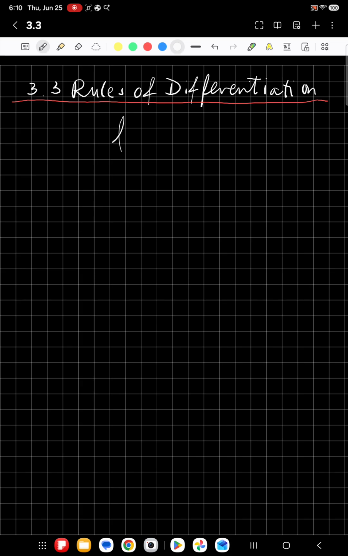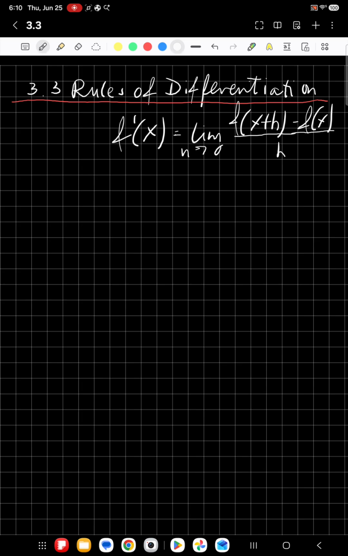So that slope, or first derivative, f prime of x, is this limit with h approaching 0 of f of x plus h minus f of x over h. I hope you remember where this is coming from. But normally we wouldn't calculate the derivative using this definition. It's just a little bit too labor intensive.